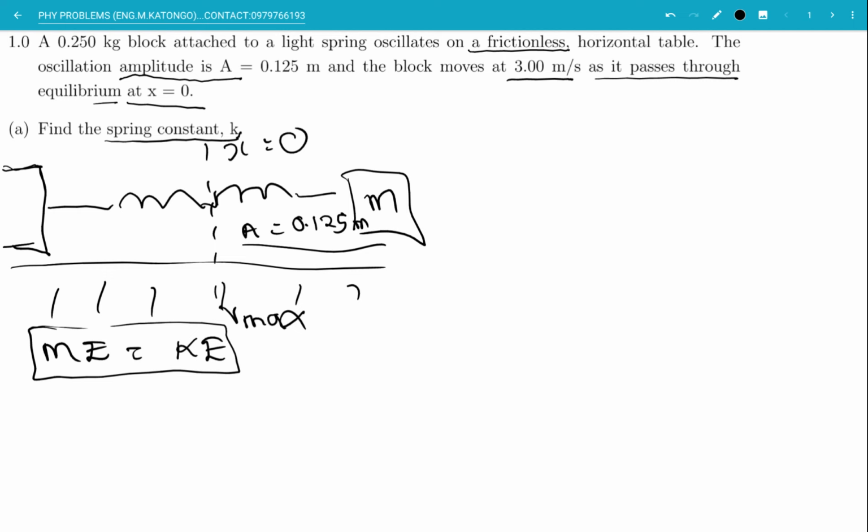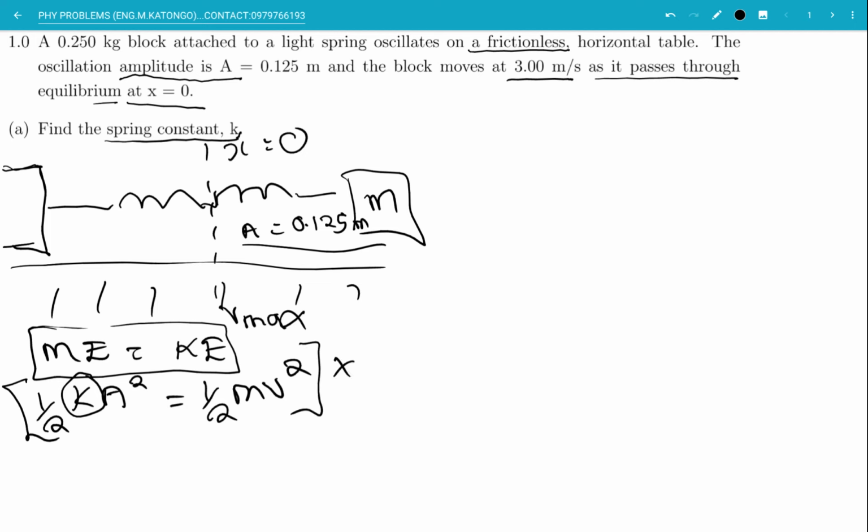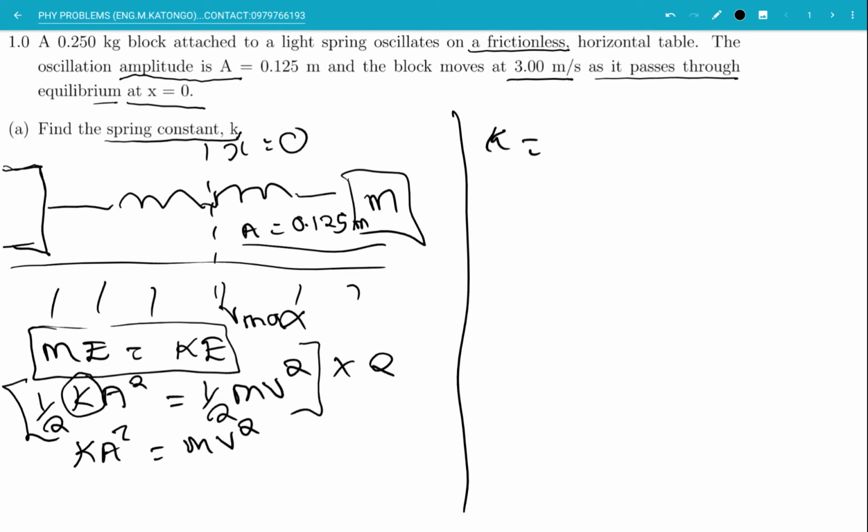The mechanical energy is given by half kA squared, which is equal to the kinetic energy, which is half mv squared. And in this question, we are basically looking for the constant k. So we can eliminate the halves by multiplying by 2. Hence, we'll have kA squared being equal to mv squared, making k subject of the formula. We'll have k is equal to mv squared over A squared.